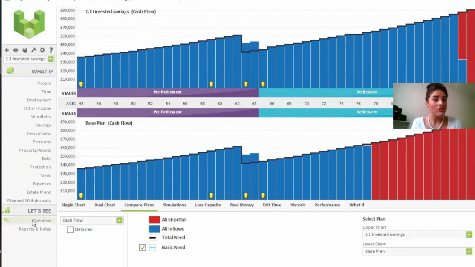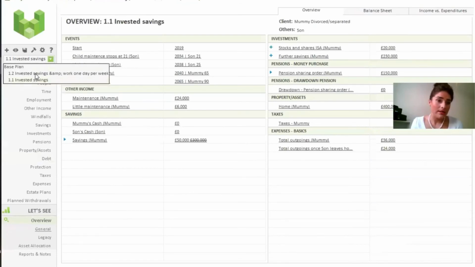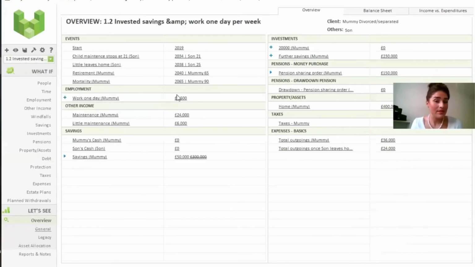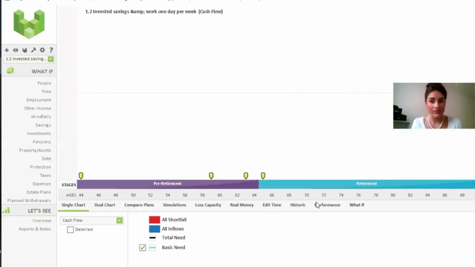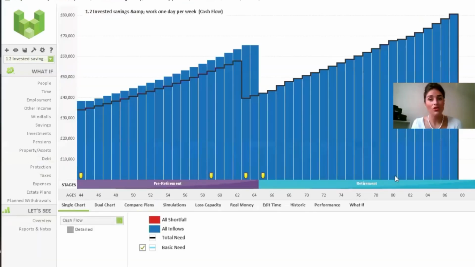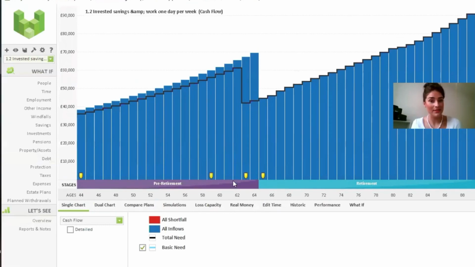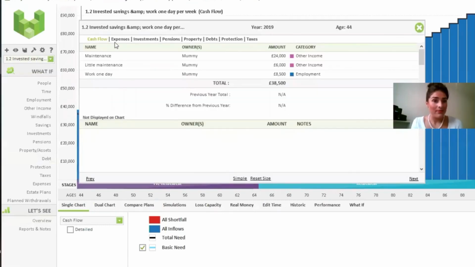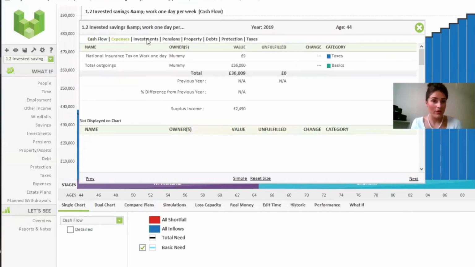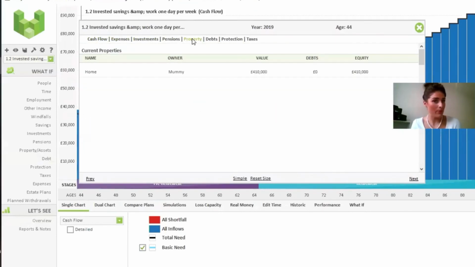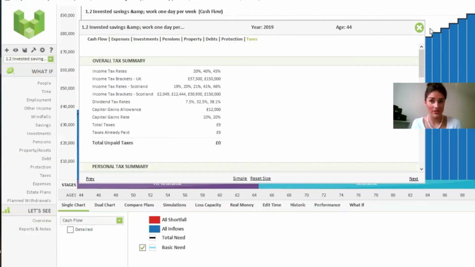So the next suggestion is, if she was to work one or two days a week until her retirement age of 65 and earn £8,500 a year, what would that look like? And you can see that her shortfall has completely disappeared. In any given year, we can see what money is coming in, what money is going out, what her investments are worth, what her pensions are worth, what her property will be worth. And the other thing that's also taken into consideration is taxation, which is, of course, very, very important.